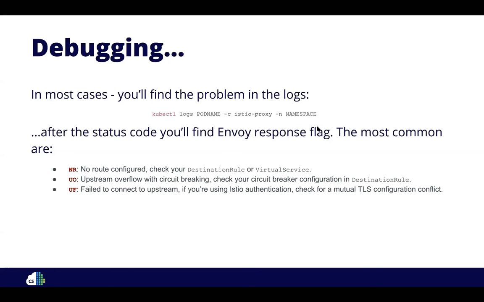As you can see, for example, if you see a line in the Istio proxy saying that we have 500 here or 403 here, and after that you see an error, then it means that Envoy couldn't find the route. So you need to check if the destination rule or virtual service has been applied, or applied properly. If you see UO, then it means that Istio killed it because of the circuit breaking mechanism. So these are just a few examples, but the point is that these flags are pretty important and can help you find an issue pretty quickly.